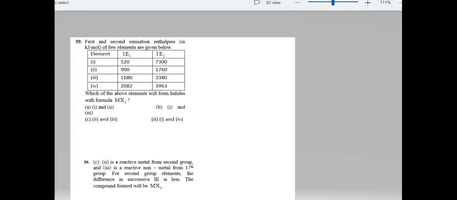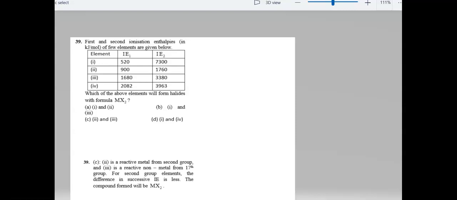So now we are going to start the 39th question. First and second ionization enthalpy in kilojoule per mole of a few elements are given below. Which of these elements will form a halide with formula MX2? So the answer will be option C, because if you look at the ionization enthalpy of the second column, then the second is a reactive metal from the second group, and the third one you can see is a reactive non-metal from the 17th group. For 17th group elements, the difference in successive ionization enthalpy is less. Hence the compound formed will be MX2.